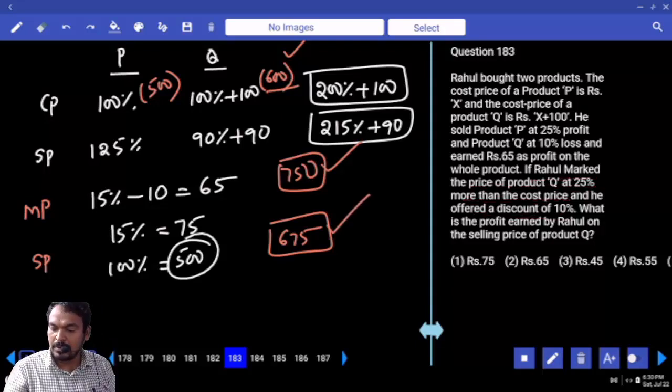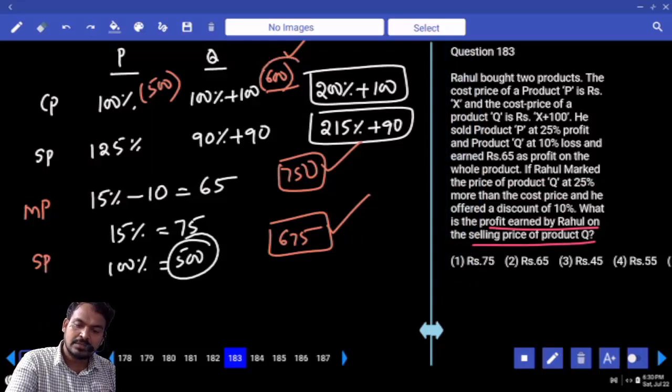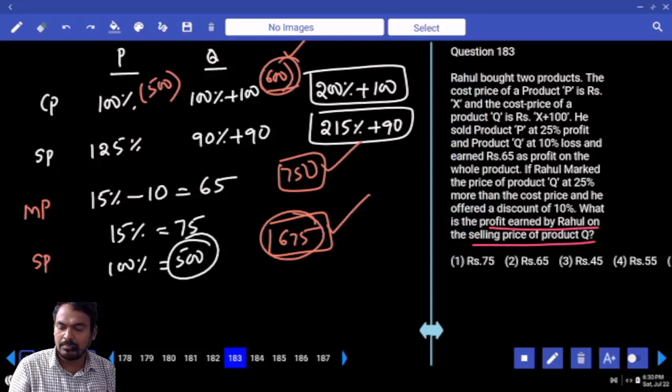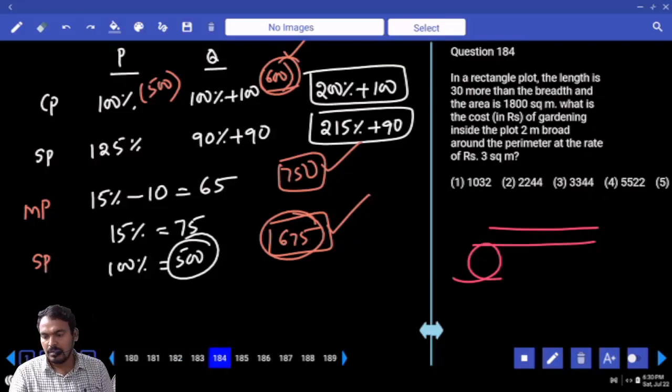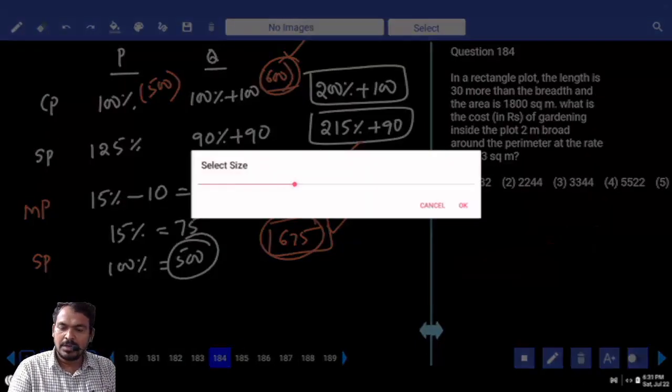What is the question here? Profit earned by Rahul on selling the product Q. 600 becomes 675. Profit is how many rupees? 75. Next, question number 184.